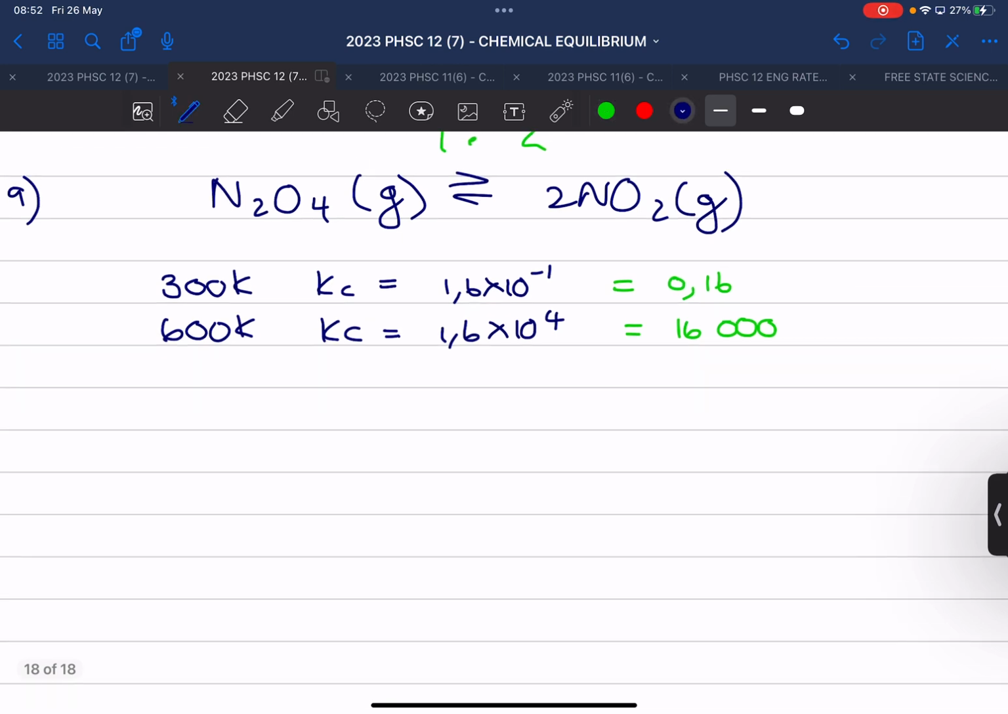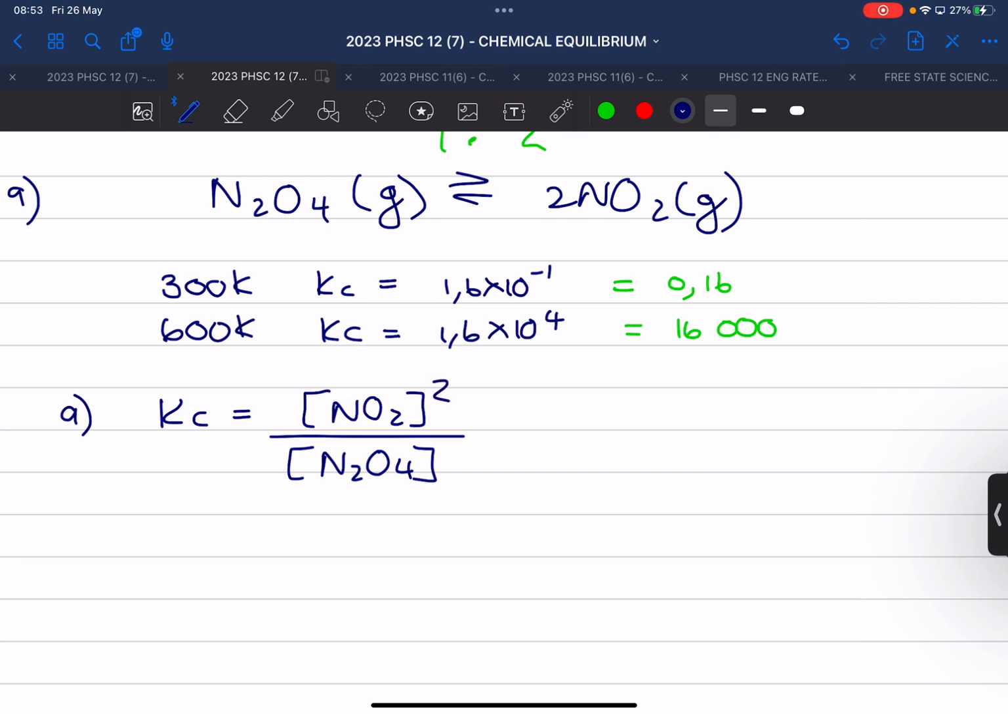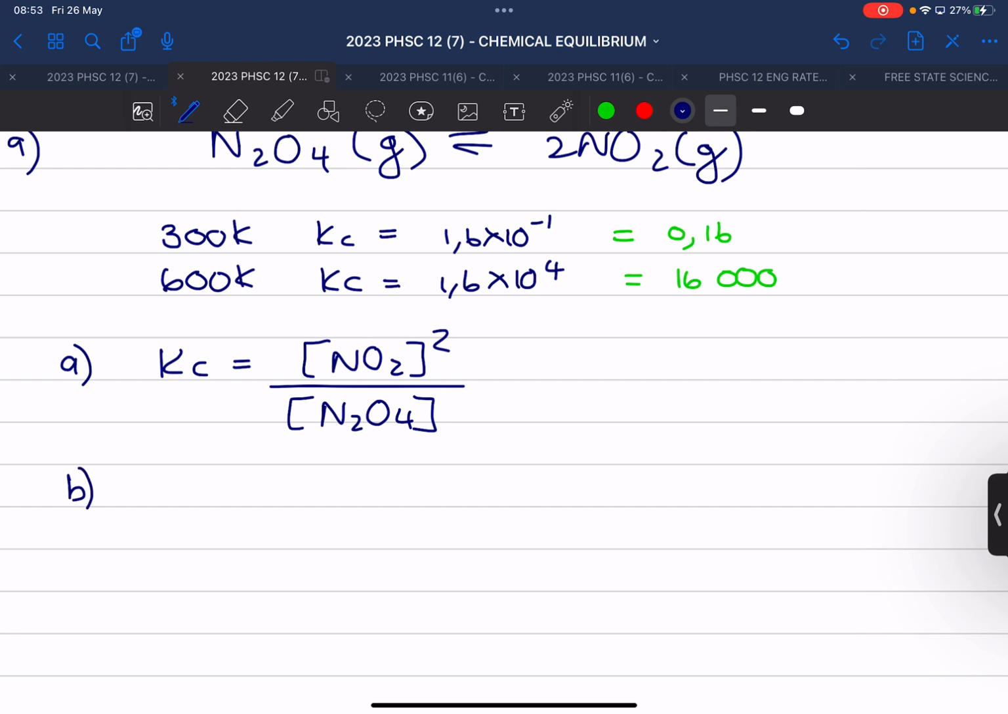Okay. Now they ask you at 9a, write the equation for the equilibrium constant. So that will be the Kc is the concentration of nitrogen dioxide over the concentration of dinitrogen tetroxide, and there must be a square there. Okay. B, they ask you, calculate the concentration of nitrogen dioxide in the container at 300 Kelvin if the concentration of dinitrogen tetroxide is that.